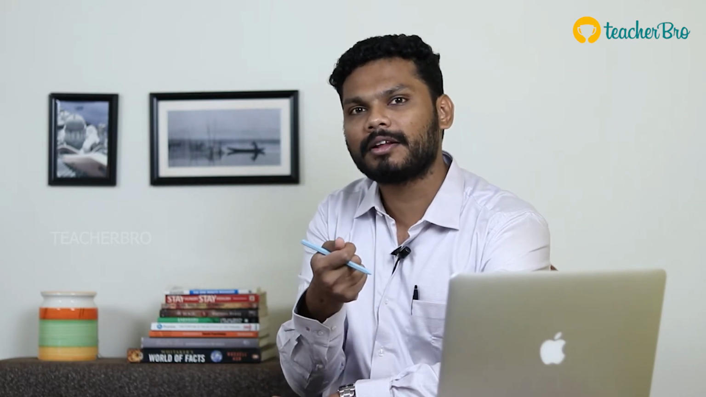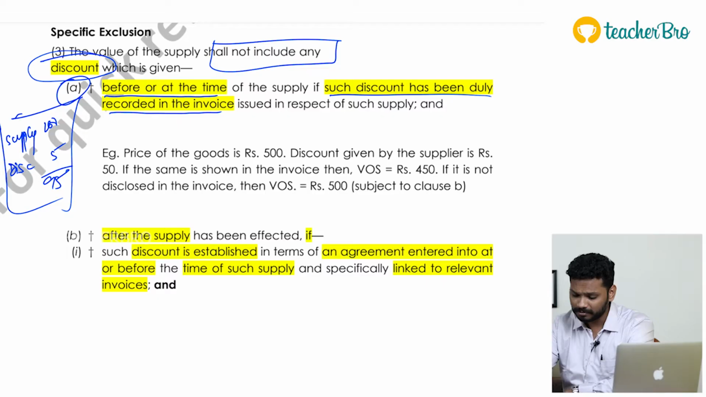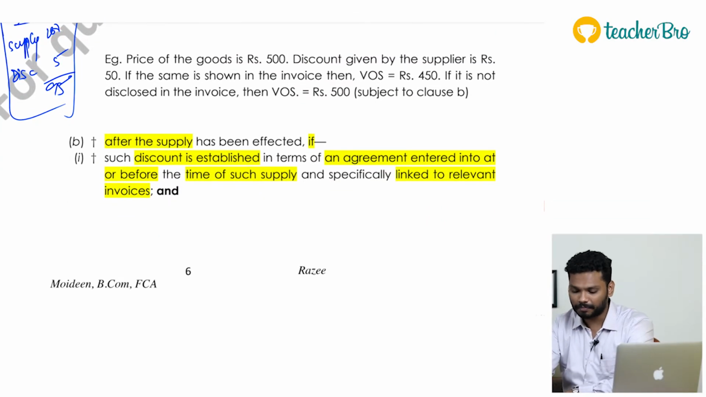So what is the condition? You have to disclose that in your invoice. If you are giving the discount through any other document, you are issuing a credit note, this clause will not apply. You have to show it in the invoice itself. So that is discount number 1, given before or at the time of supply. Let us look at clause B.